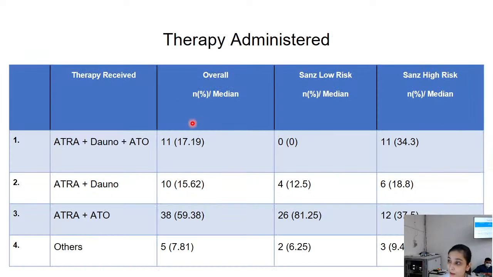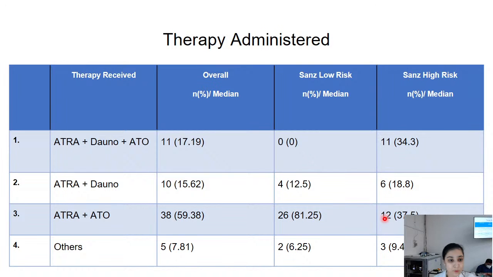As we can see here, among SANS low risk patients, most patients have received ATRA ATO. Some received ATRA plus daunorubicin. This was mostly in early 2017 when we were still shifting our protocols. In the SANS high risk category, most patients have either received ATRA, dauno, ATO or ATRA plus dauno. And some patients have received ATRA plus ATO.